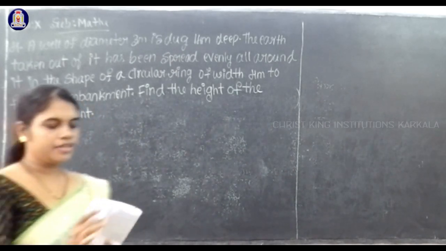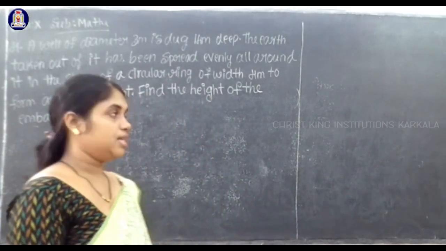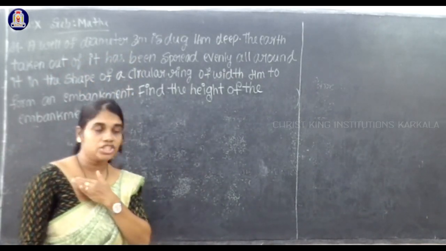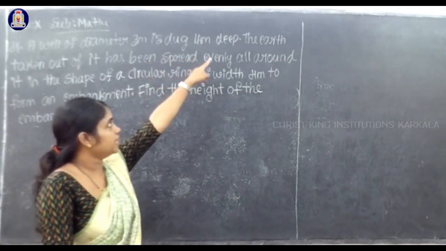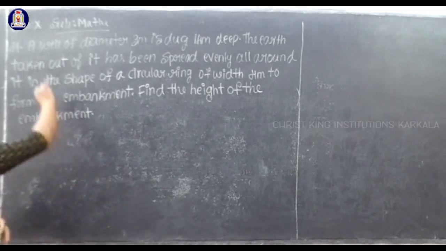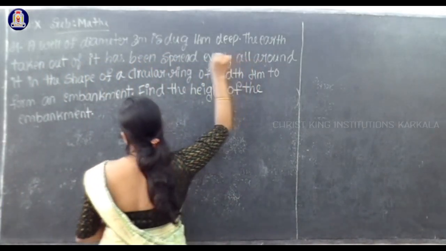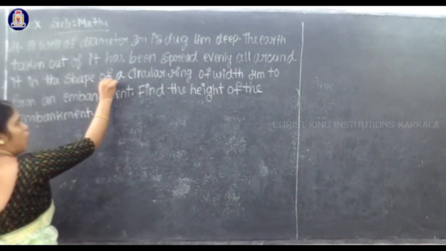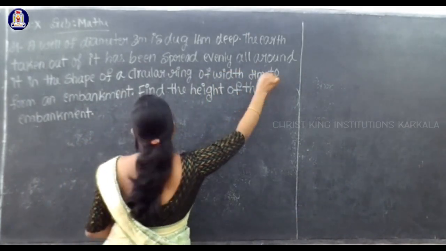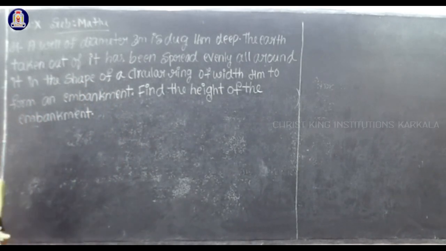Okay, so this is your question. Let's see the question now. Given a well of diameter 3 meter is dug 40 meter deep. Also given, the earth taken out of it has been spread evenly all around it in the shape of a circular ring of width 4 meter to form an embankment. This is the given information, isn't it?